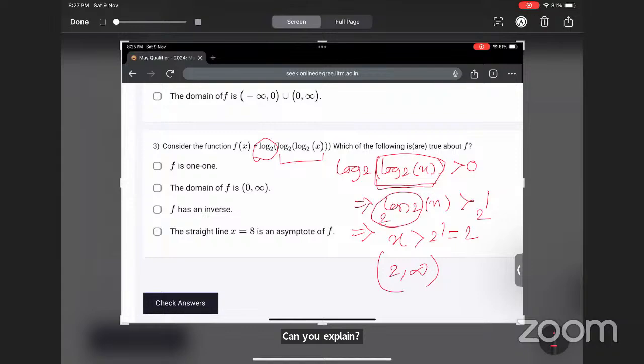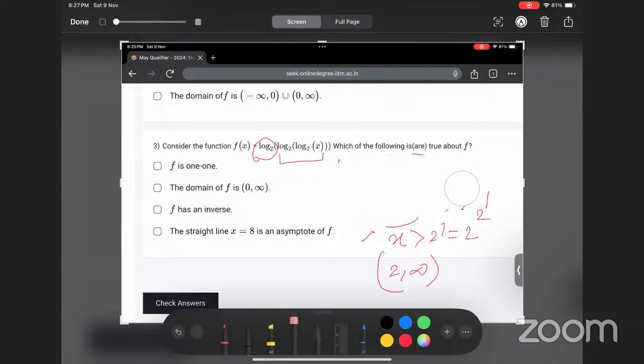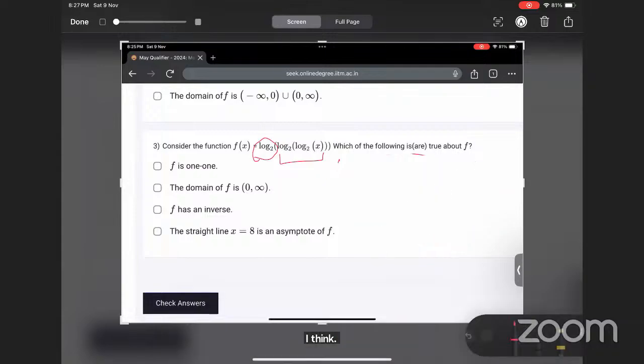Can you explain the asymptote part? Actually, I didn't get that. Ma'am, it's an asymptote at 2, I think. Yes, maybe we can calculate it. Ma'am, could you clarify the asymptote part?